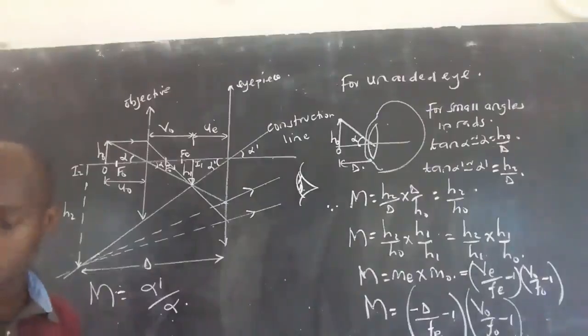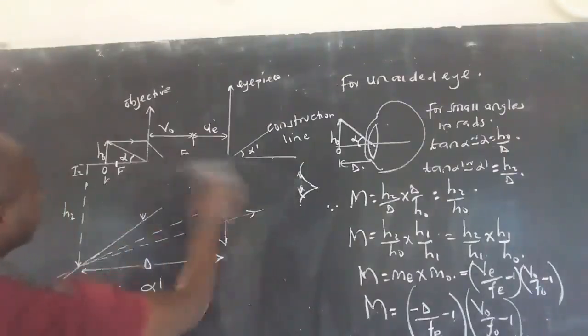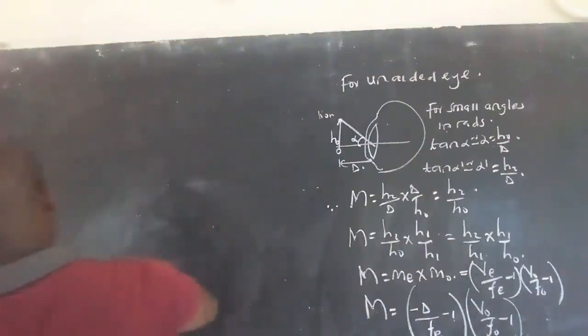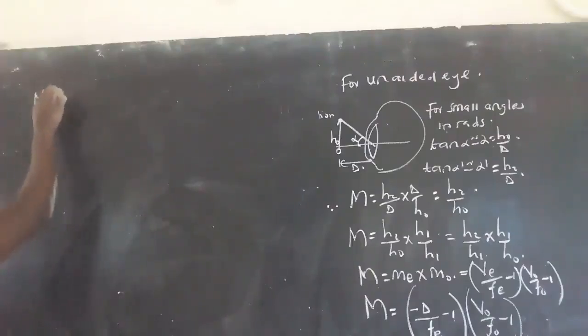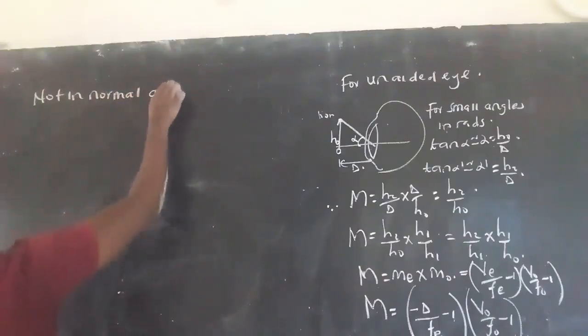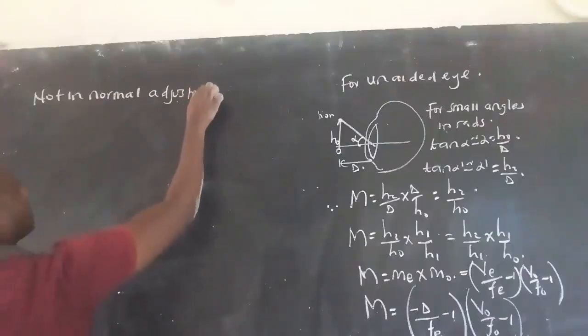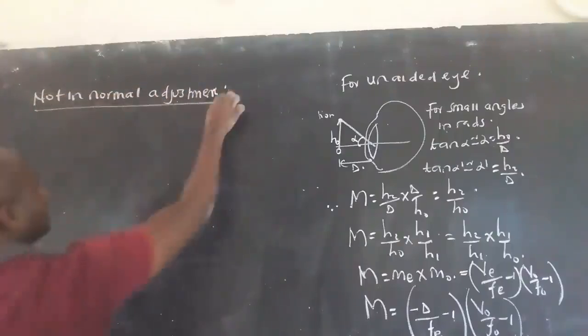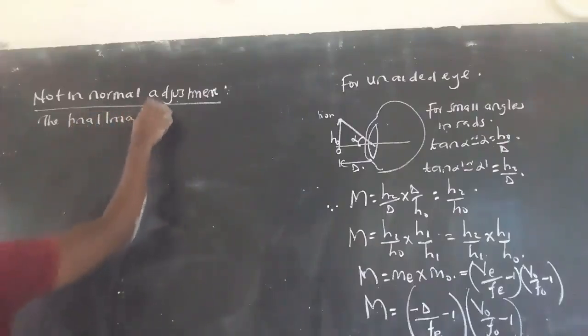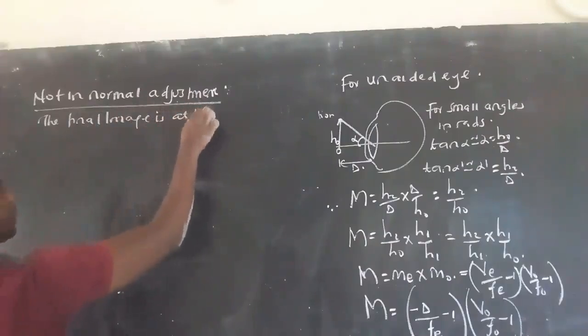Okay? Then we go to not in normal adjustment. Not in normal adjustment. So here the final image is formed at infinity.